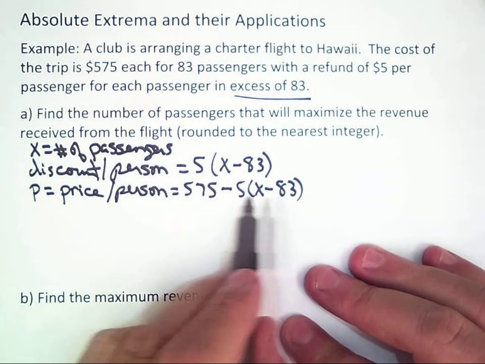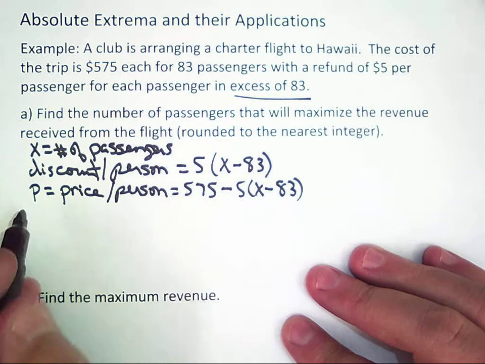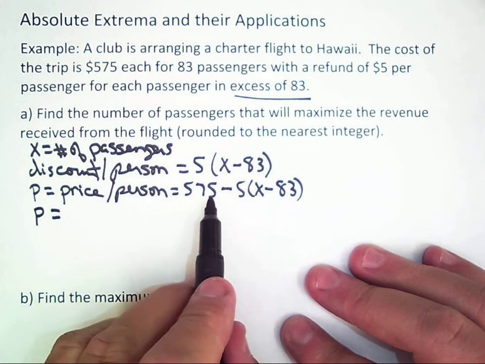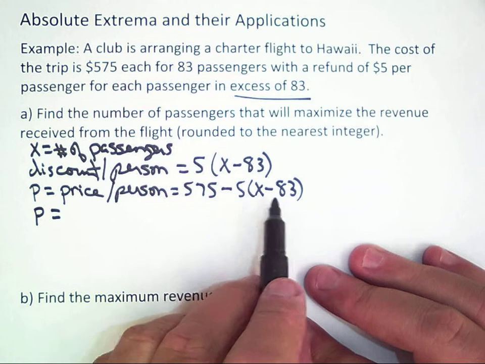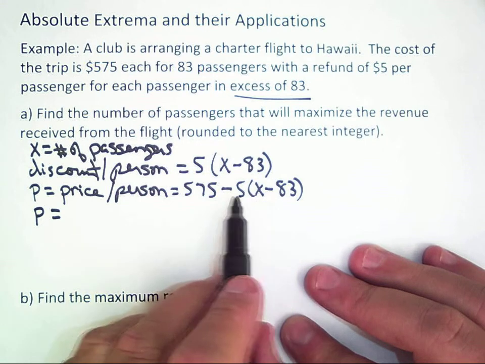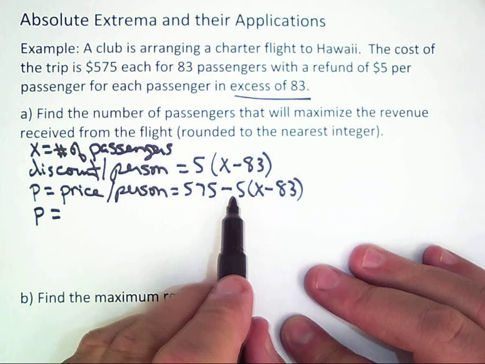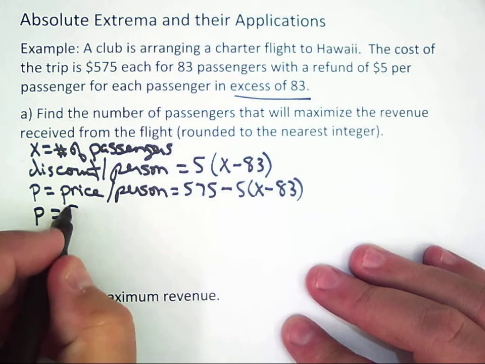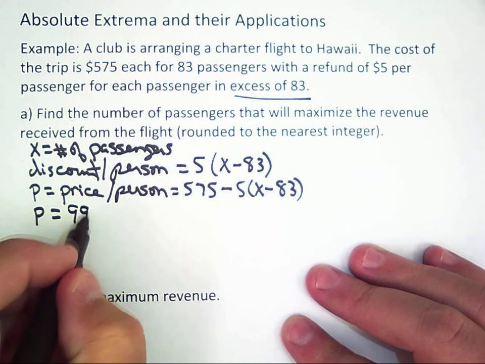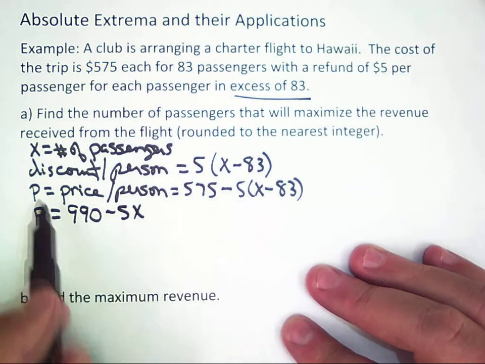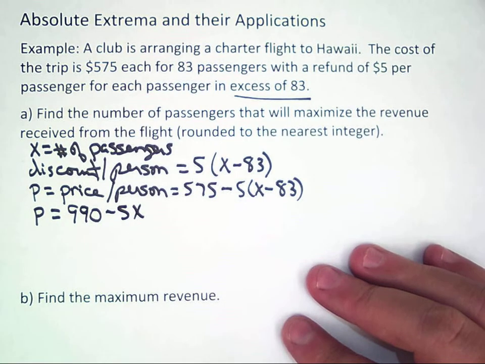Now if we multiply through by minus 5 and simplify this, you get $575, and then you get a minus is plus 83, plus 83 times 5, and I'll let you do the arithmetic. Minus 5 times minus 83, and if you add 575 to that, you'll get 990, and then you've got minus 5x. So that turns out to be the little p, that price per person.